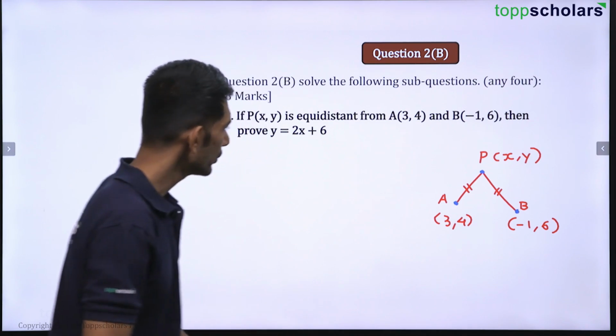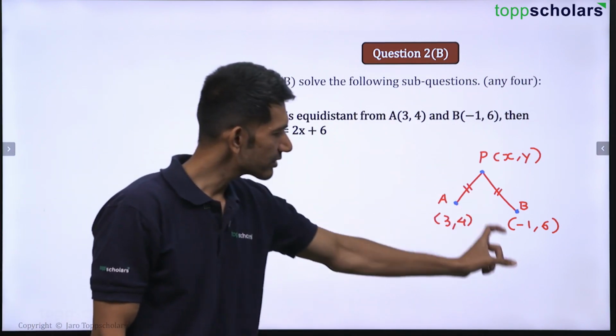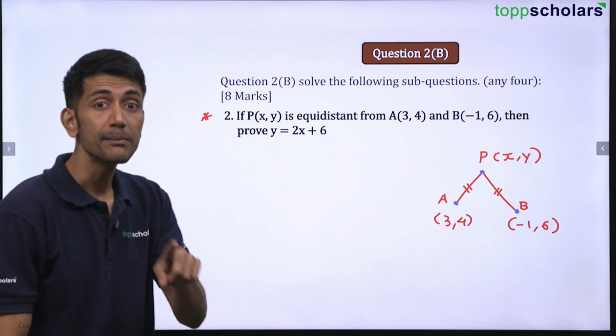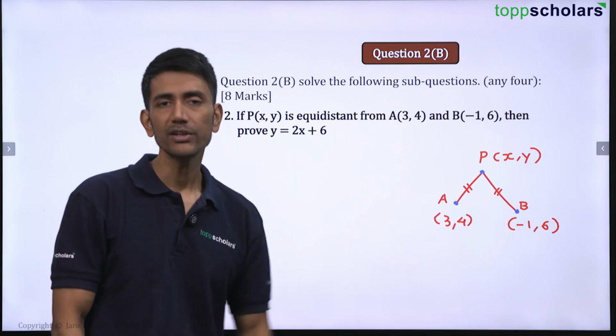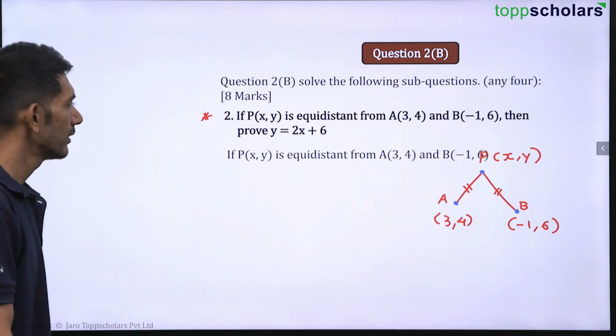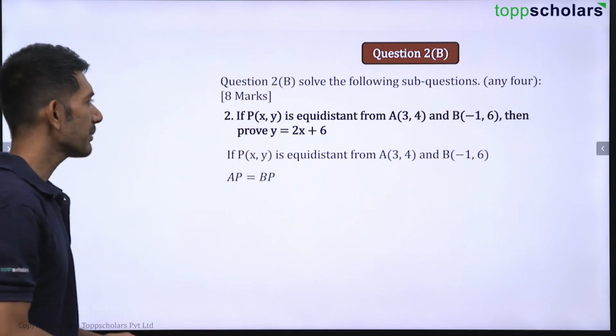So what you do is, you take distance PA, you take distance PB and equate them. Why equate? Equate because it is already given that this point P is equidistant from A and B, correct? Okay, so point P is equidistant from A and B. AP and PB will be equal.